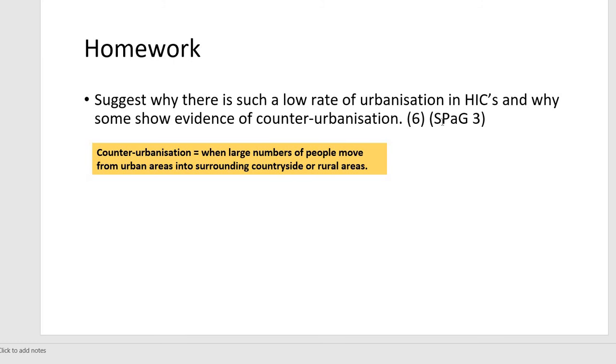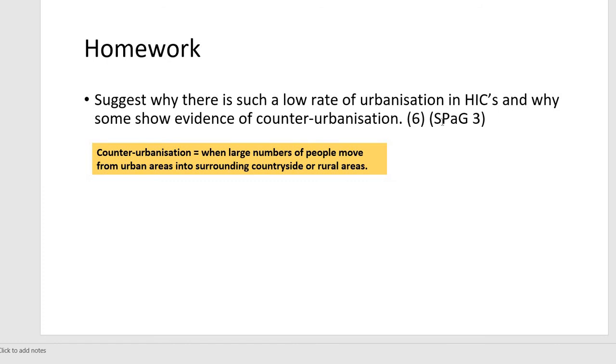Now, the reason that people might be doing this in HICs is a growing dissatisfaction with the urban areas. They are considered overcrowded, expensive, they've got crime, they've got air pollution, and people that have got the money want to move out into the countryside. It's got cleaner air, what would be considered to be better schools. You can get a bigger house with more for your money, you can get a driveway, you can get a garden. So those that can afford it are moving from the cities into the rural areas.